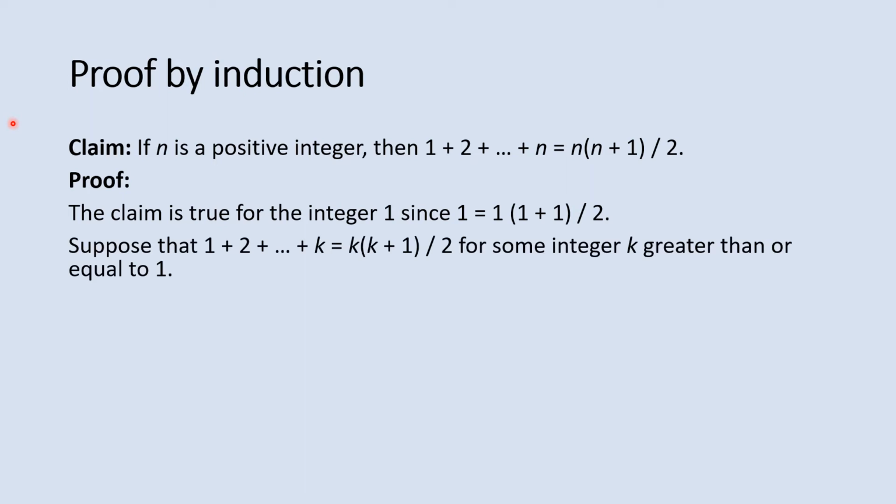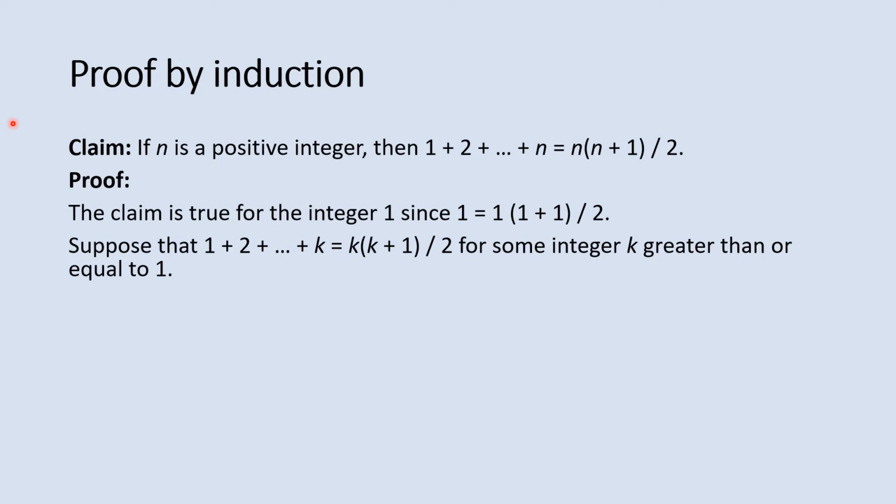And so now what we need to do is prove that if it's true for one number, then it's true for the next number as well. And so this is actually a direct proof of this statement: if it's true for one number, then it's true for the next. So we suppose the hypothesis.